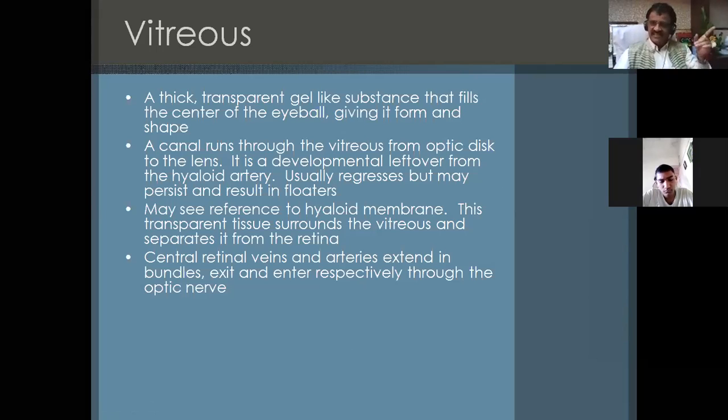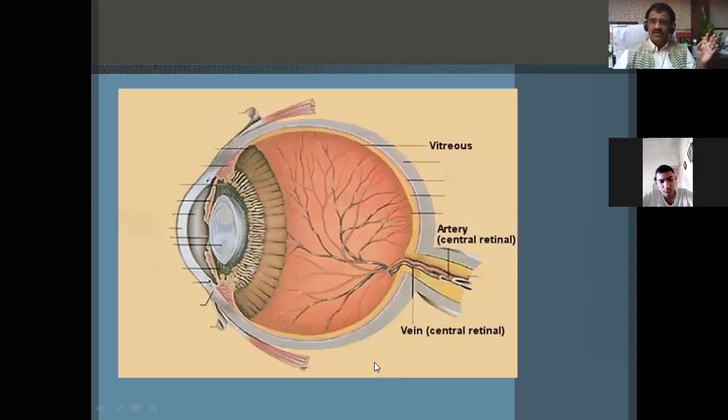So cornea is refractive, aqueous humor is refractive, lens is refractive, vitreous body is refractive, and the last refractive material is the retina. Central retinal veins and arteries extend in bundles and exit and enter respectively along with the optic nerve. Now this all is your vitreous body.